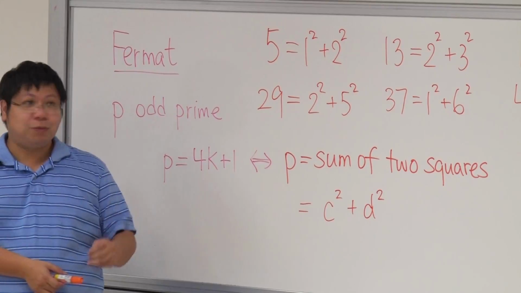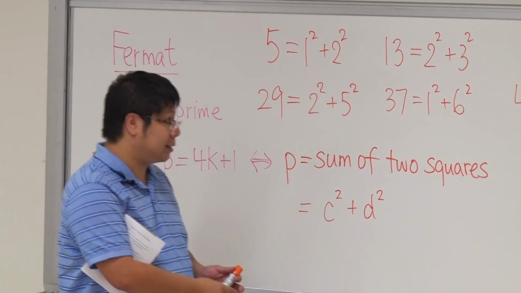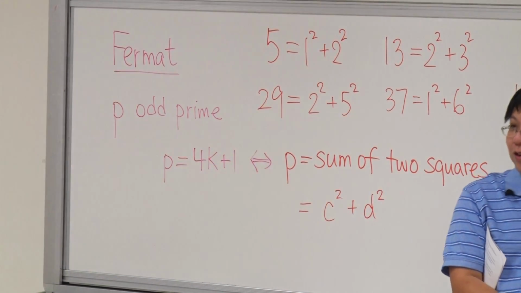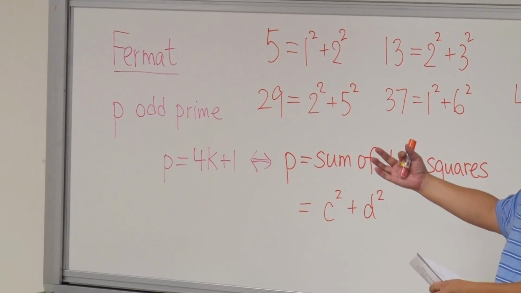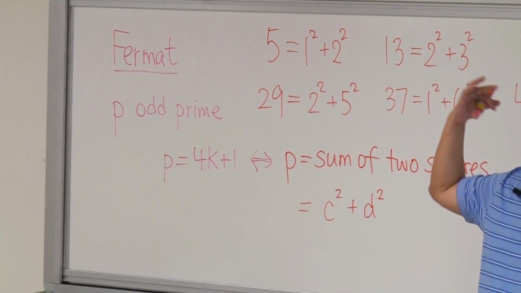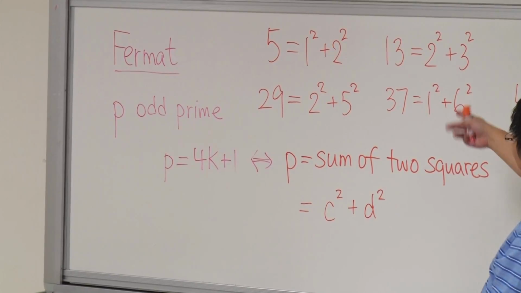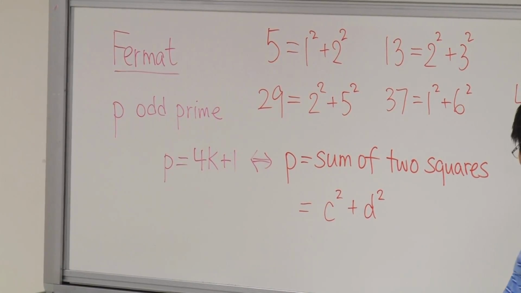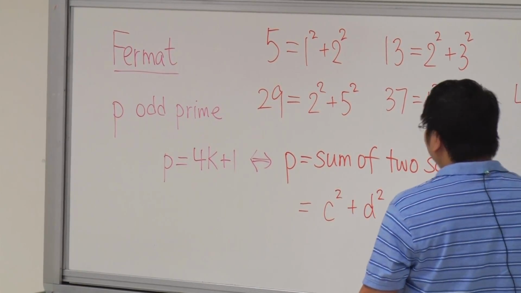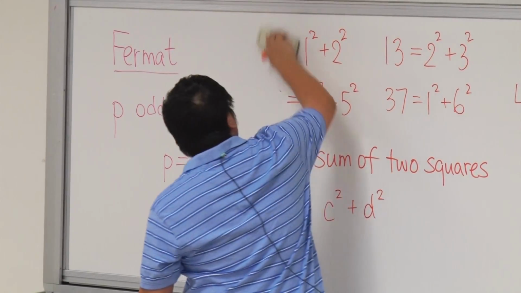So this is one result from Fermat. As mentioned, Fermat has a lot of interesting results. Some of them are correct, some of them are conjectures, some of them are now wrong. And this is one of them, which is amazingly interesting. Let's talk about another one.